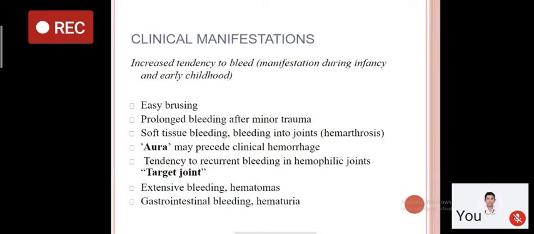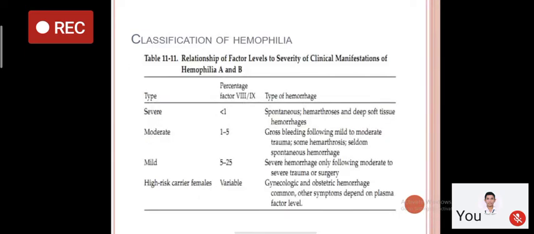And hemarthrosis is a very important finding, especially in patients who are having repeated joint bleeds in a particular joint, and ultimately the patient might develop a tendency of recurrent bleeding in that joint, leading on to the formation of target joints. Extensive bleeds or hematomas or deep muscular bleeds or intracranial bleeds are very uncommon. It's noted only in 1 to 3% of the patients.